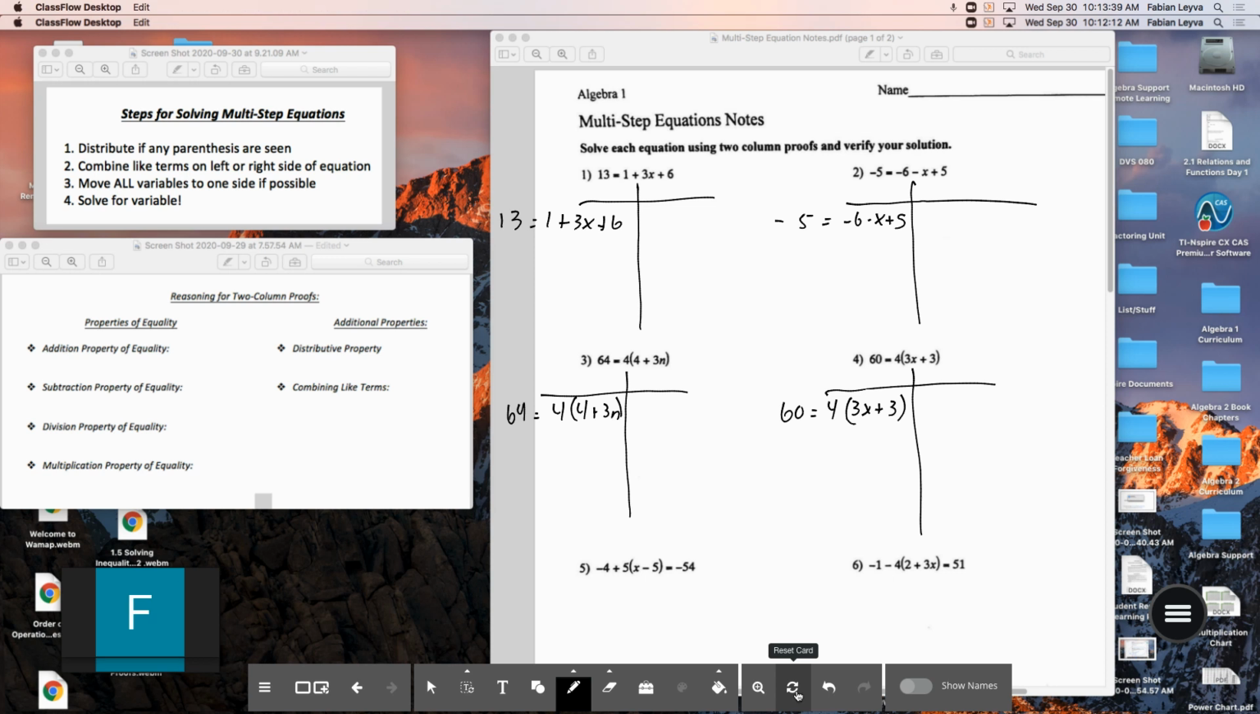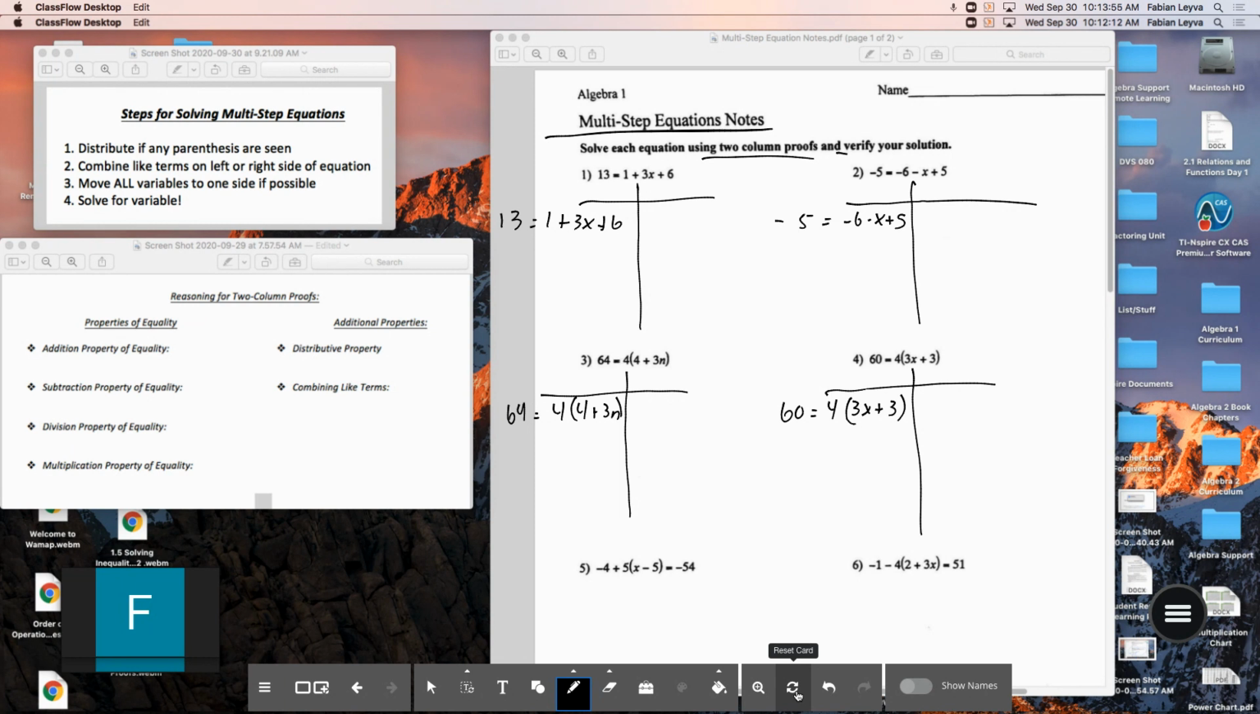Alright, so today we're going to start multi-step equations. The directions say to solve each equation using two column proofs. As you can see, I've already started my column proofs for 1 through 4. If you're still having trouble, make sure you go to the prior video and I'll show you a little bit on how to set these up.